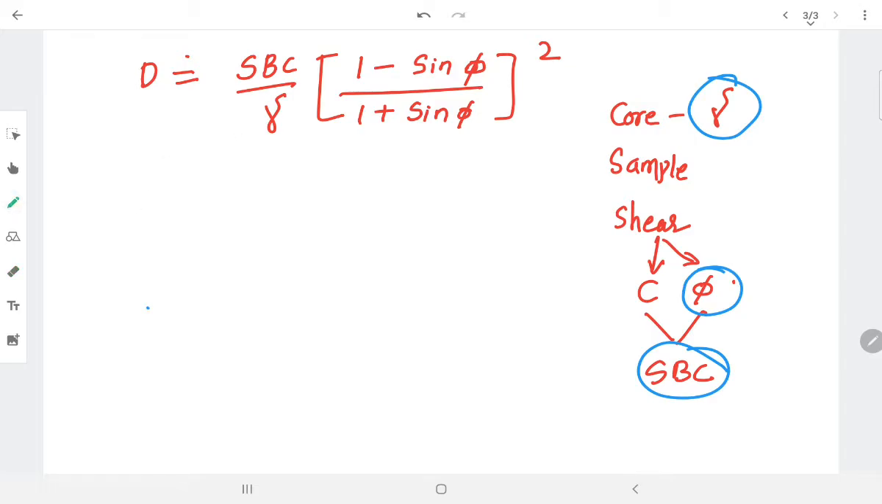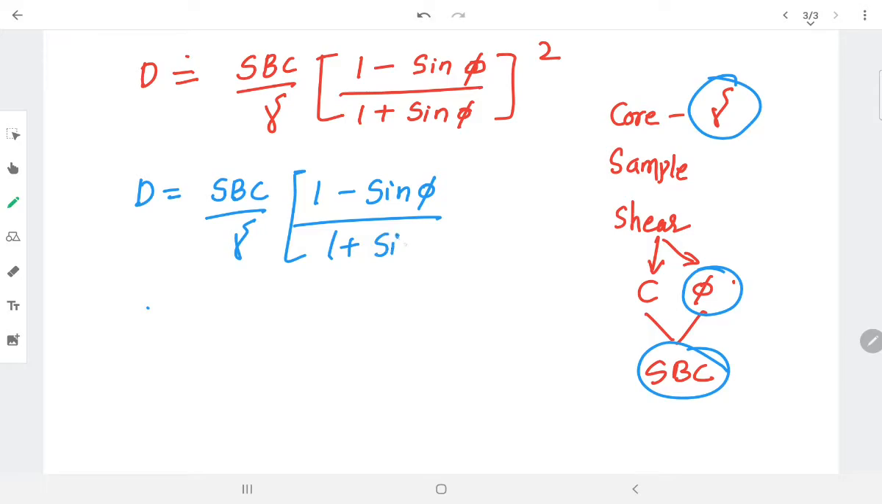Here I'll be using this equation: SBC divided by gamma, times (1 minus sin phi divided by 1 plus sin phi). This is the coefficient of earth pressure, that is Ka, and Kp will also be used. You might have seen this one. Before we conclude, we'll solve one problem.